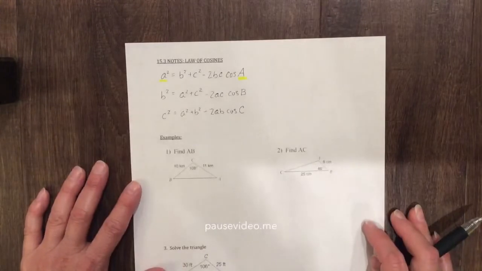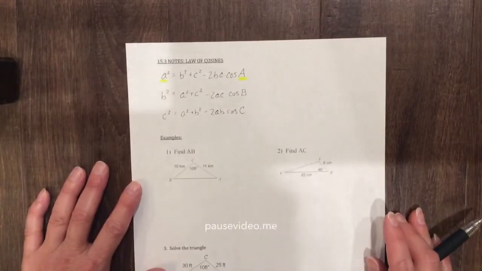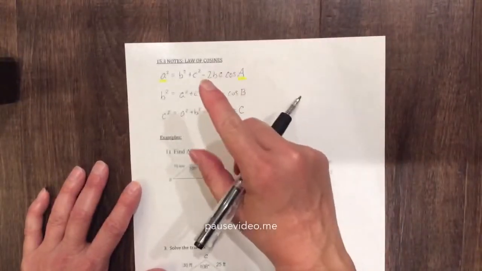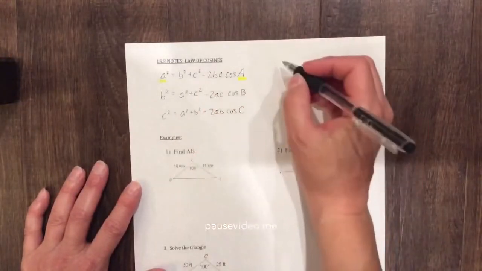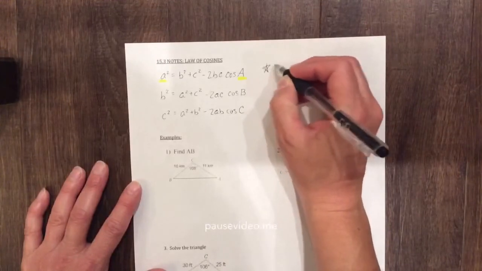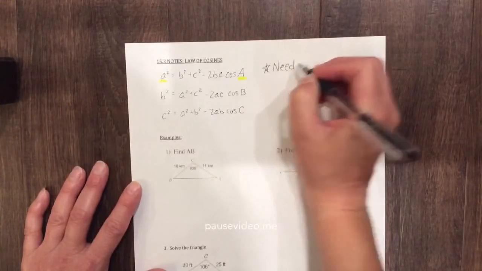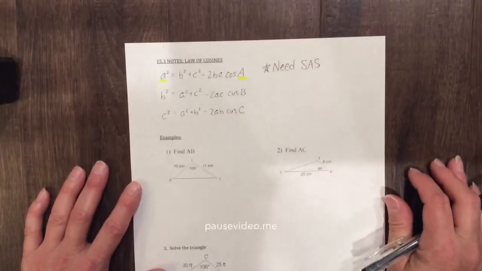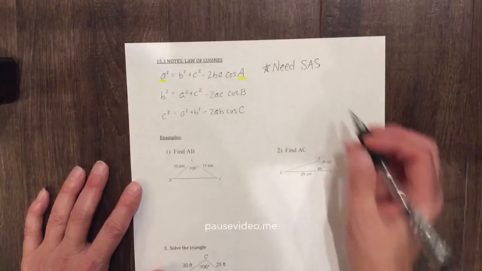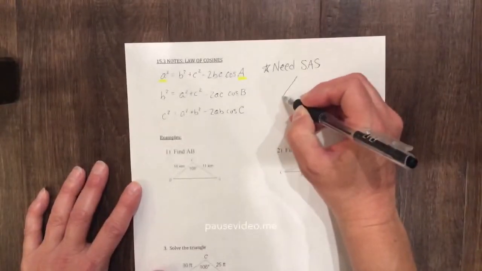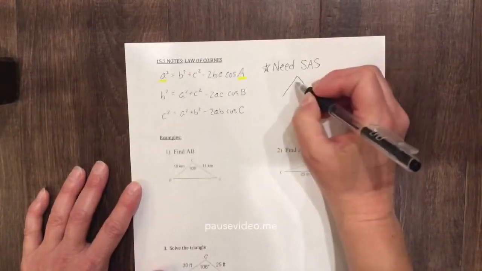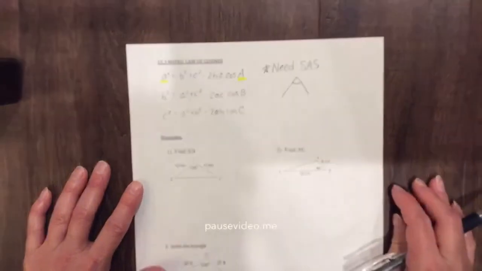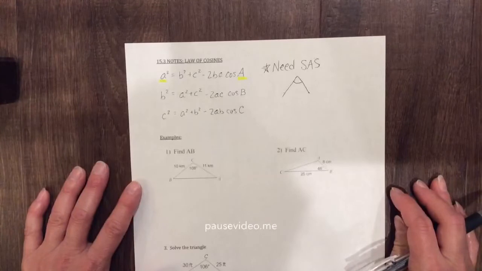Now, in order to use law of cosines, we said it's going to be a non-right triangle, but you also have to be given, now remember law of sines, we had to be given a matching pair. Law of cosines has a special thing that we look for, and we need side angle side. Do you remember your old geometry terms? It comes from that. Side angle side means you have to be given the length of one side, another side, and its included angle. Side, angle, side. If you have that, then you can use law of cosines.